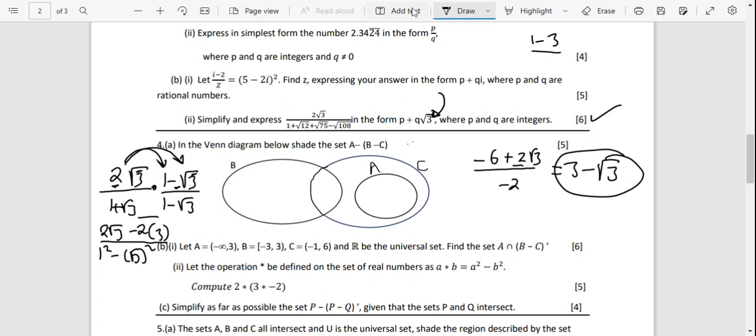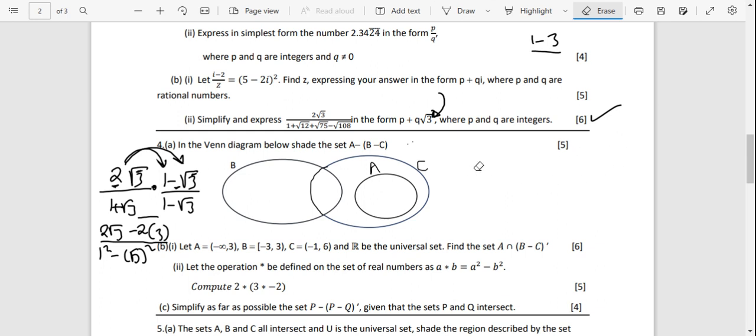I'm hoping it is okay. If it is not, please be sure to always ask. Okay, we can look at question 4 because we've almost done all the questions that we need to understand.